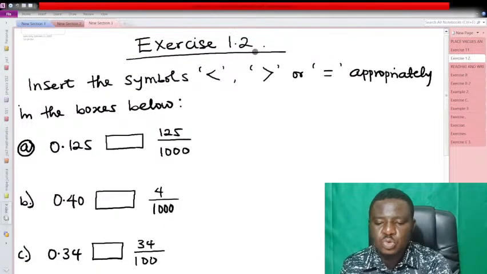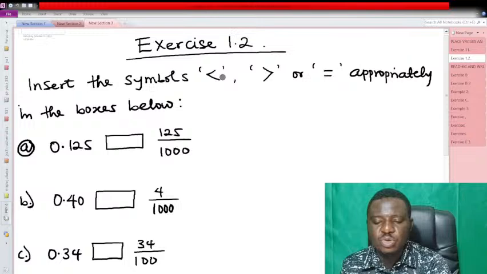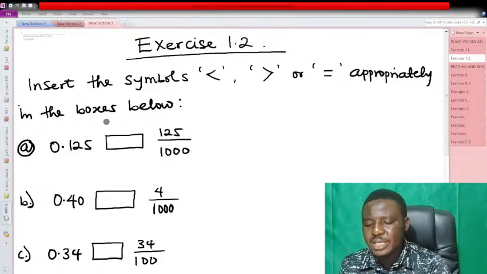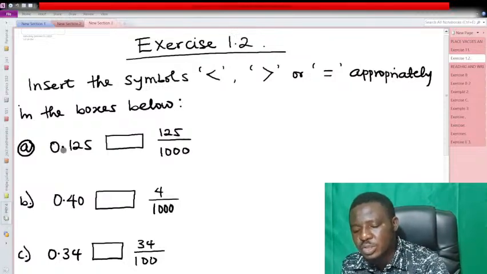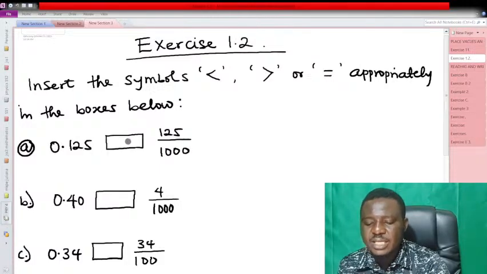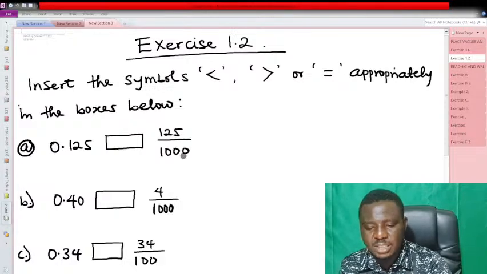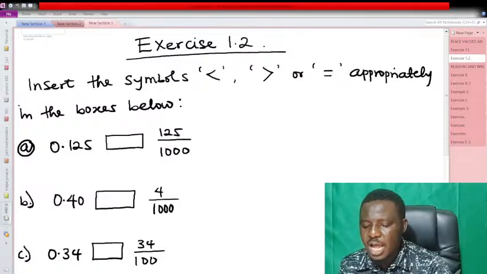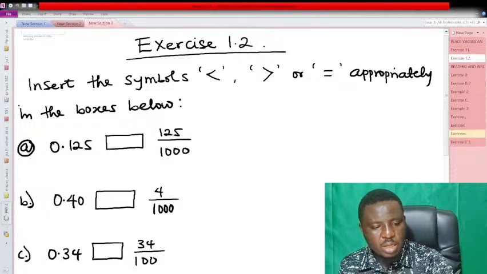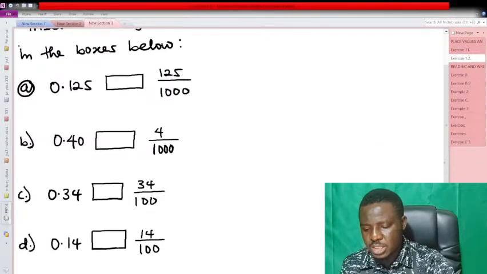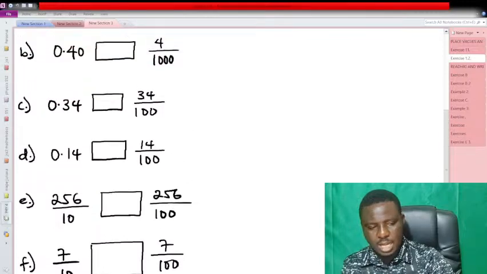Now, exercise 1.2 says you should insert the symbols less than, greater than, or equal to appropriately in the boxes below. Now, 0.125, is it greater than, less than, or equal to 125 divided by 1,000? All that is required of you is to simplify this in decimal fractions and know if this is greater than this, okay? So you do that for A, B, C, D, E, and F.